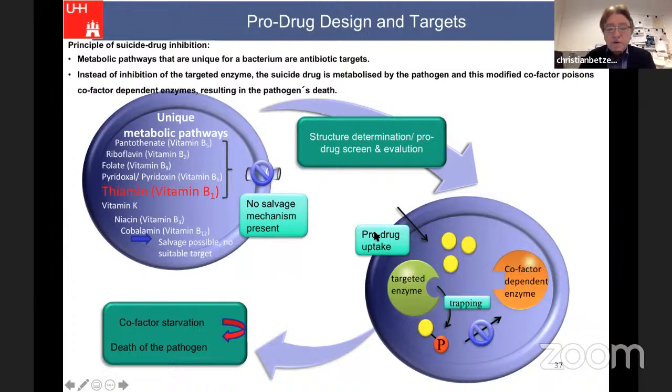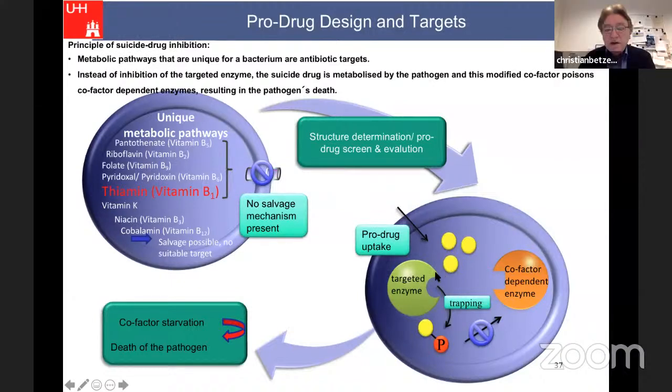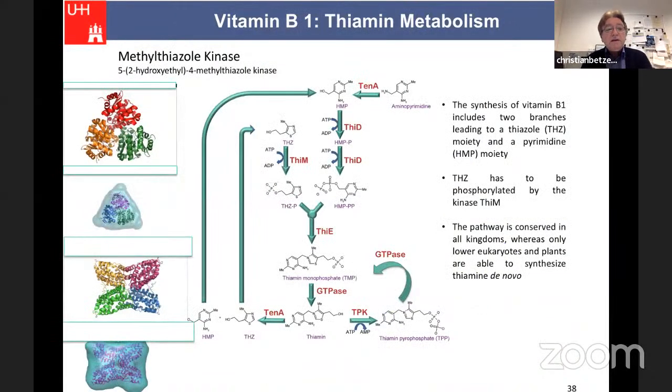And we use a prodrug procedure. Prodrugs were also mentioned along the symposium by a previous speaker, just showing what the prodrug means. So you have a compound which is close to the natural substrate. It is hydrolyzed or modified by the enzyme, but the product at the end cannot feed the cofactor, and in this case, the pathogen will die.